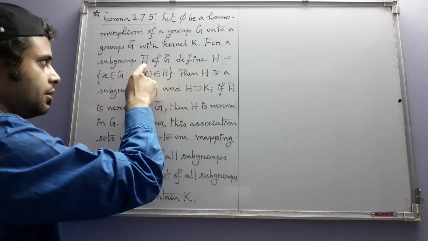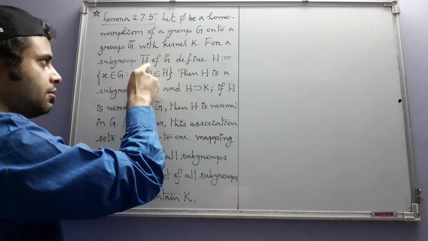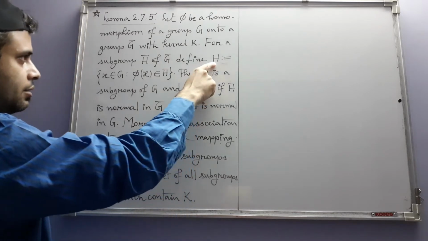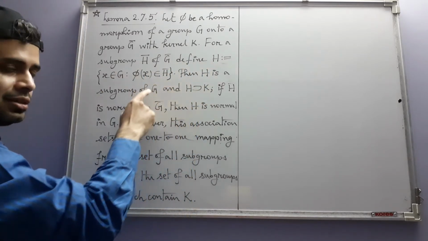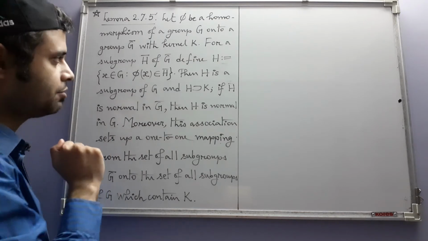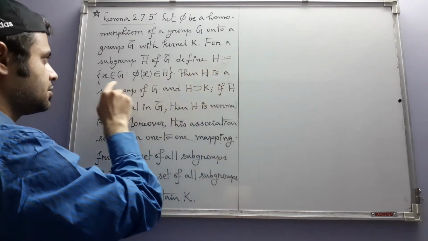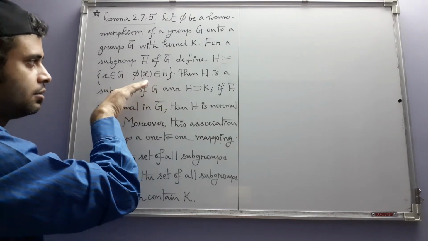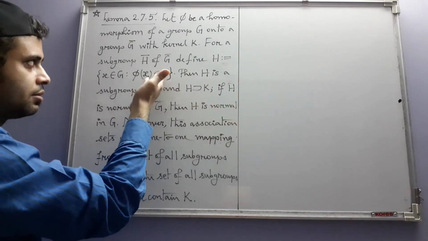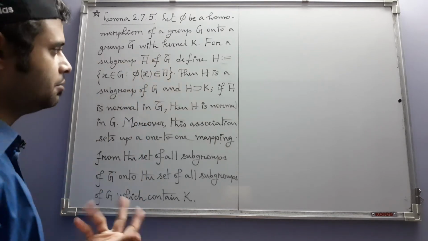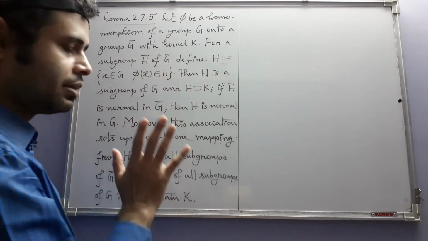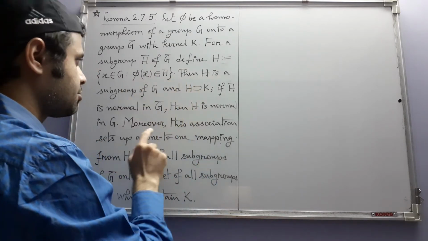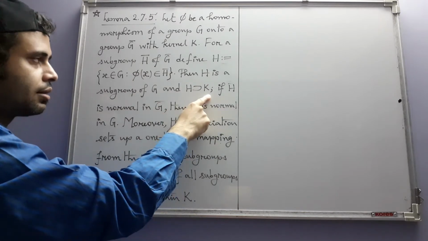We have chosen any subgroup H bar of G bar from the second group. Then we have to prove that the subset H of G defined like this is a subgroup of G. H by definition is the set of those elements in G which are mapped by the mapping phi onto elements which are in that subgroup H bar of G bar. We have to prove that this H is a subgroup of G, and also it contains the kernel of phi.